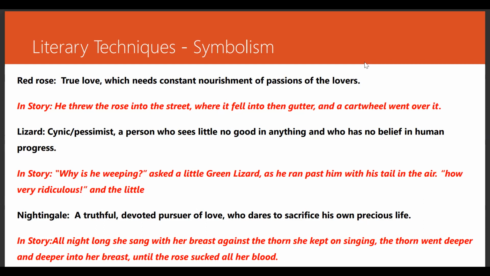Okay, my dear students, then we moved on to the lizard. If you can remember the lizard and the daisy flower, right? All these animals and the flowers cynically laughed at the boy when he was crying for the red rose. So they represent the person who sees little good in anything and who has no belief in human progress. In simple terms, you can take them as symbolically representing the Victorian society.